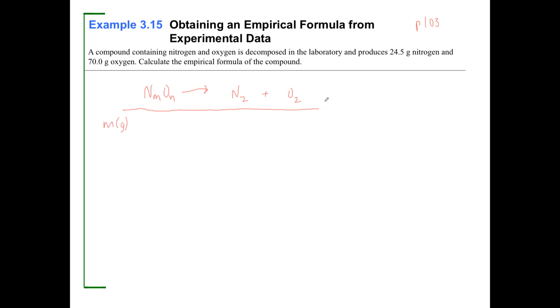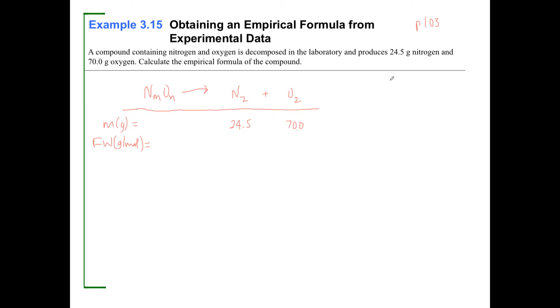I'm setting this up as a table where this is a column heading, this is a column heading, this is a column heading. Can you see that? The mass in grams of nitrogen, 24.5, and mass in grams of oxygen is 70.0. Okay? So let's do this now. The formula weight in grams per mole. The formula weight of nitrogen gas.